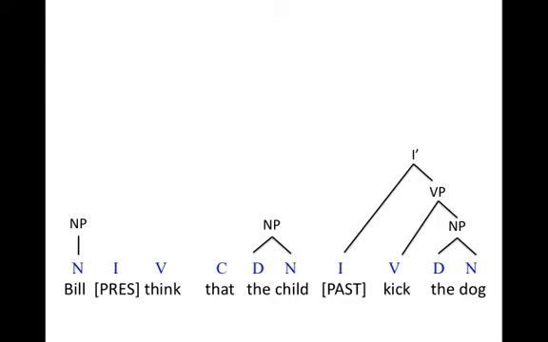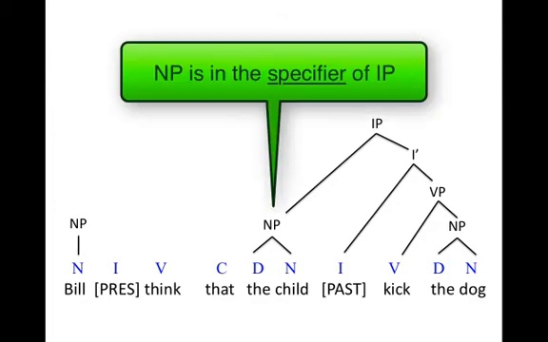Next, continuing, we're going to merge in the subject of the lower sentence, which is the child. This goes into the specifier of IP, so I need to create that structure, and here we have that. We have an IP. An IP is created with an NP and an I bar, and the NP is in what we call the specifier of the IP, right?